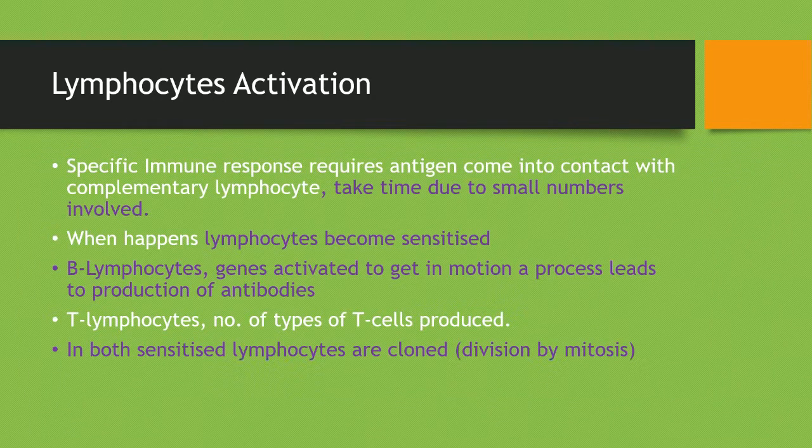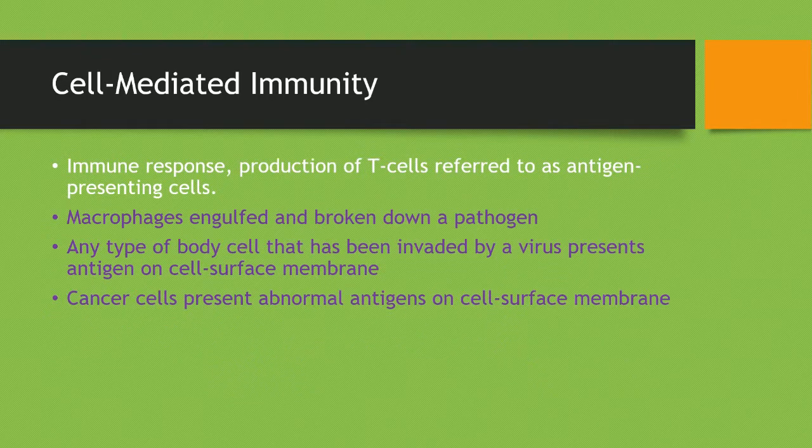So, lymphocyte activation then. The specific immune response will require an antigen to come into contact with a complementary lymphocyte, and this takes time due to the small numbers involved. But when it happens, the lymphocyte will become sensitized. The B lymphocytes will have their genes activated to get in motion a process that leads to the production of antibodies. So basically, antibodies will be produced. For T lymphocytes, a number of T cells will be produced, and both B and T lymphocytes will become sensitized, and lymphocytes are cloned by the division of mitosis.